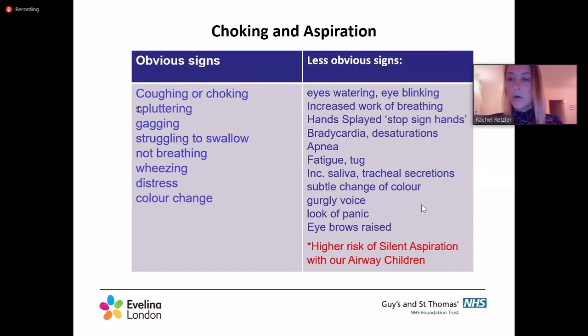Keep in mind with our upper airway population, these children have a much higher risk of silent aspiration. So even if a child appears to be doing well, swallowing overtly, this may not always be the case for those more at risk of silent aspiration, such as a child with a vocal cord palsy, for example.